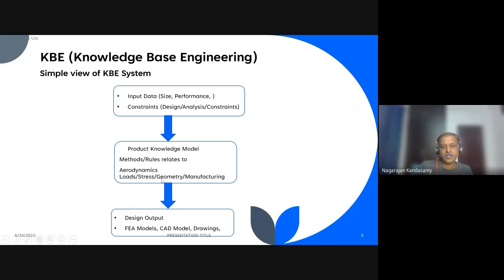Then it gives you a design output, which could be a CAD model, drawings, or an FEA model. So this is at a conceptual stage, and this is how most KBE systems would typically function or operate. Just to give some visualization.